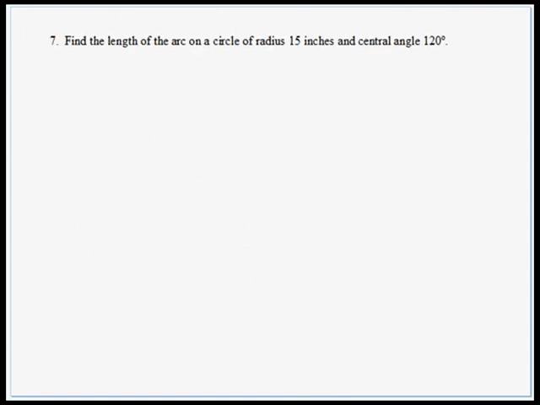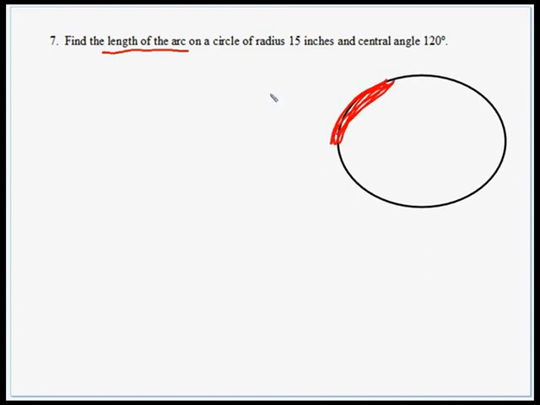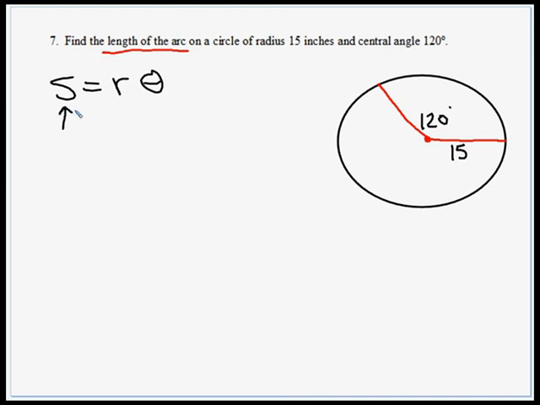The last one is about arc length. So it says find the length of the arc. Length of the arc means we are finding a chunk of the circumference of the circle. So on a circle with a radius 15 and a central angle of 120, they're telling us the radius given is 15 and this angle is 120 degrees. The formula we need is S equals R times theta. S is the arc length, R is the radius, theta is the angle.